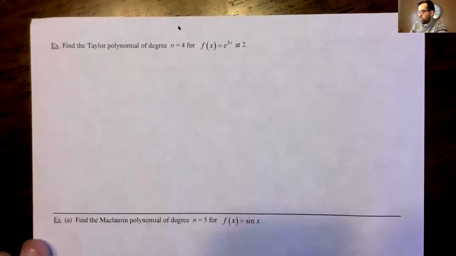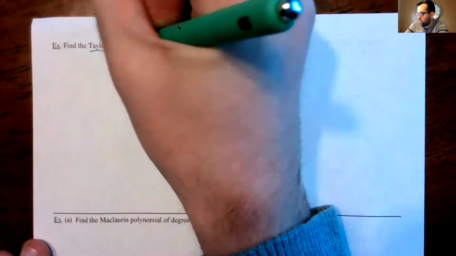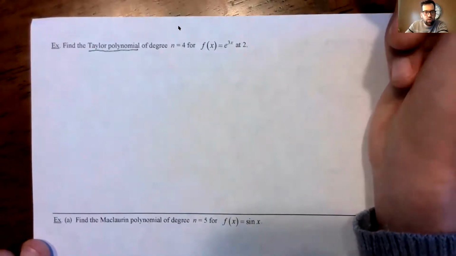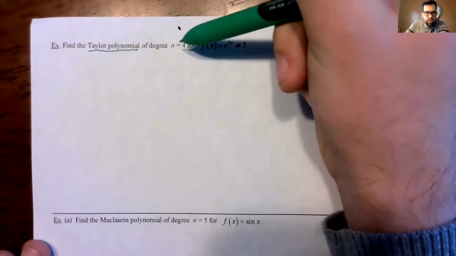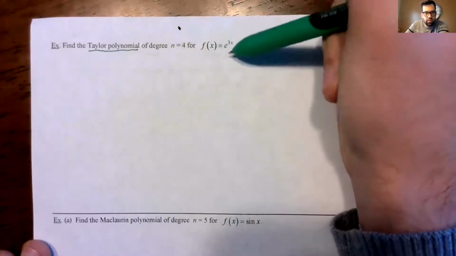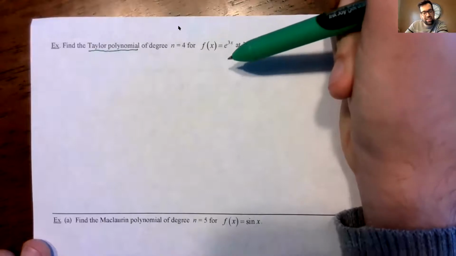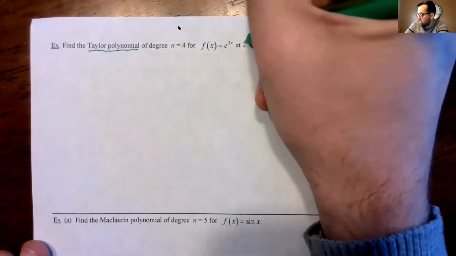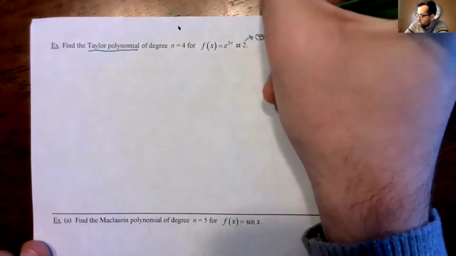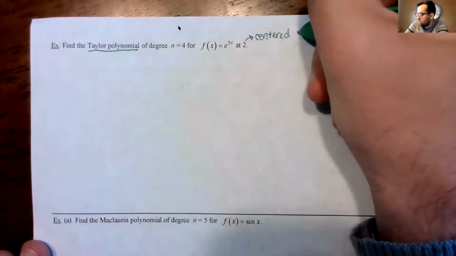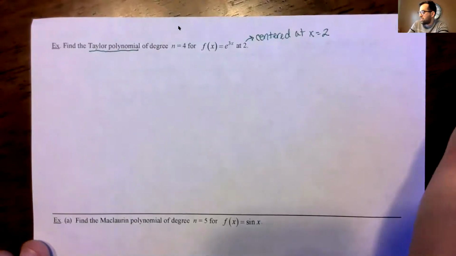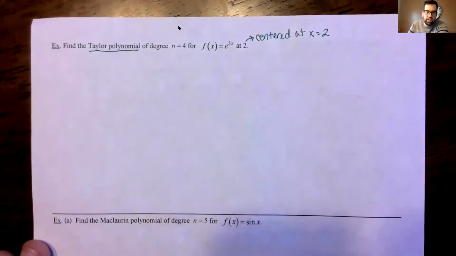Okay, in this next question, we are going to find the Taylor polynomial. We know that means that we're not necessarily centered at x equals 0. We want the degree to be n equals 4. The function that we're modeling after is given this time as f of x equals e to the 3x. And we're at 2. That just means that we're centered at x equals 2, or in other words, c is 2, c being for center.